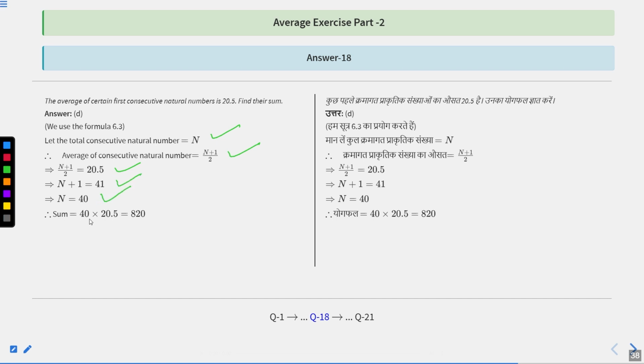So what will be the sum? The total number is 40 and the average is 20.5. So multiplying it, we get the sum, which is 820. D is the correct answer. Next one.